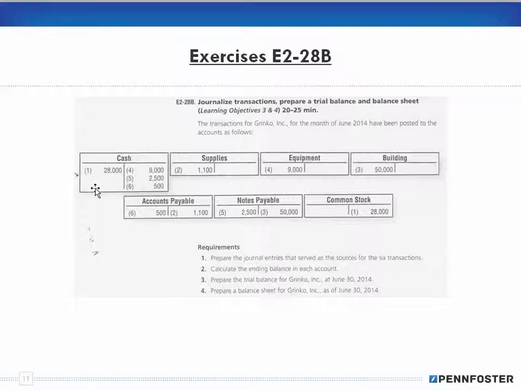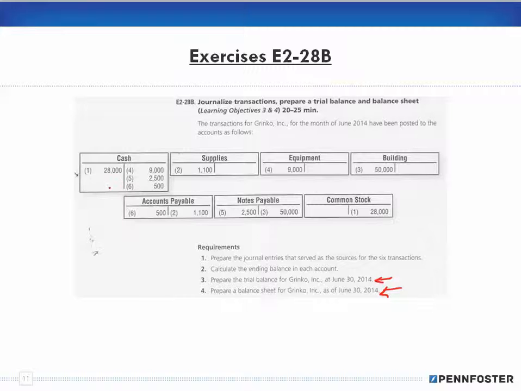Okay, it says here, the transactions for Ginkgo Inc. for the month of June 2014 have been posted to the accounts as follows. So these are our ledger accounts in the T account format, and they've been posted. It says prepare the journal entries that served as the sources for the 6 transactions. Then 2, calculate the ending balance in the accounts. Prepare the trial balance at June 30th, 2014, and then prepare a balance sheet as of 2014.